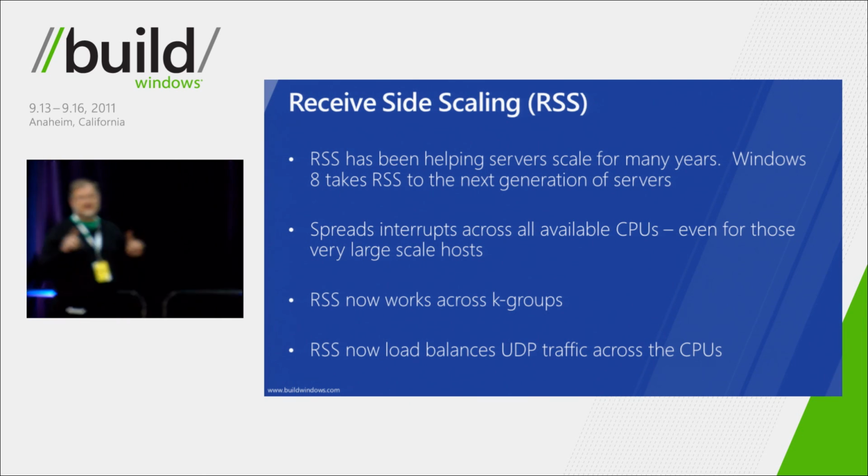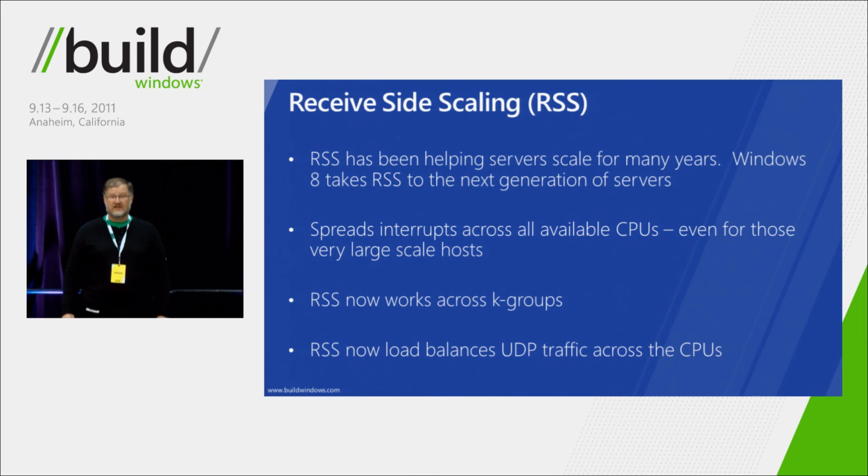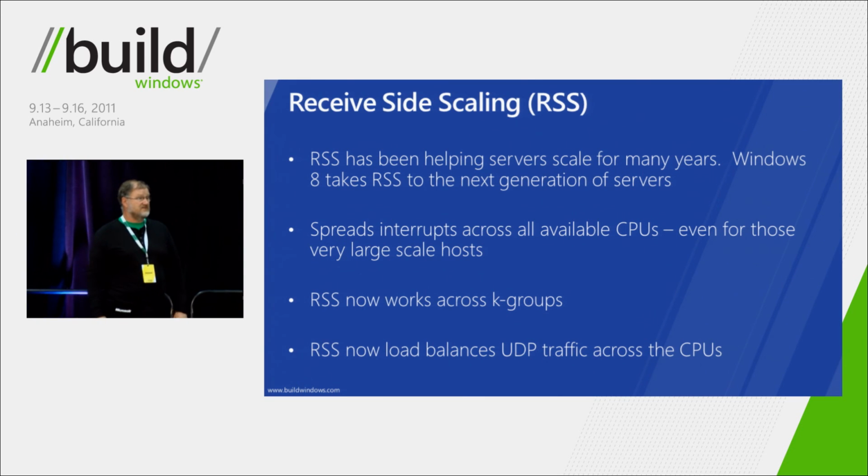We spread these interrupts across a much broader set of CPUs. And of course, as it's been from the beginning, administrators can go in and say, no, I don't want them spread on these CPUs. I don't want these used for networking. So they can set the set of processors that will be used for RSS. The other thing that's changed is that in Windows Server 2008 R2, RSS only applied to TCP traffic. We now support it across UDP as well. So incoming UDP packets will now get the same benefit.